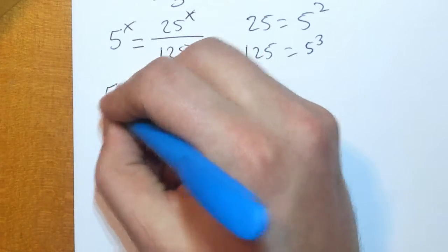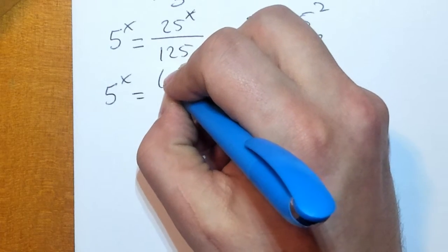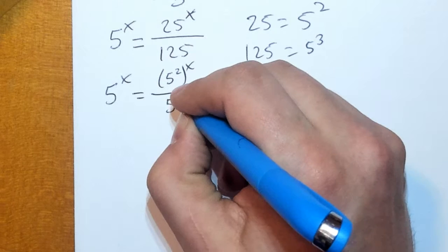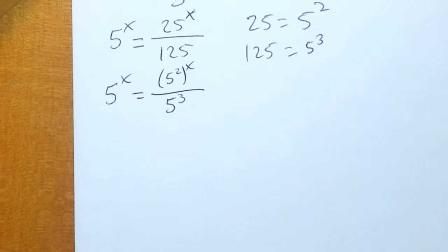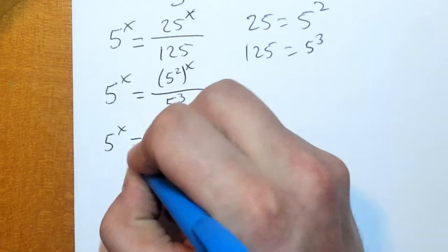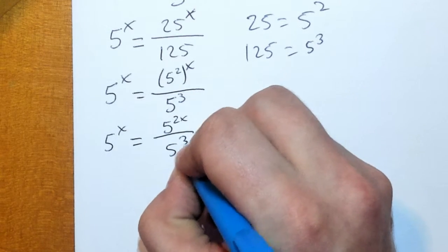Alright, so I can change things to bases of 5. So 5 to the x. Okay, this will be 5 squared to the x, and then I've got 5 cubed for the bottom. And that one wasn't raised to the x or anything, so we can just leave that one alone. A little bit of simplifying here with my power to a power: 5 to the 2x all over 5 to the third.